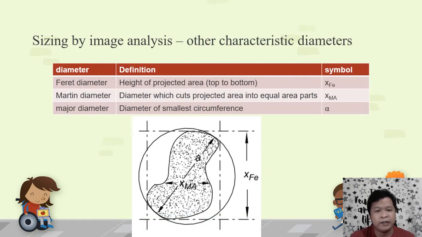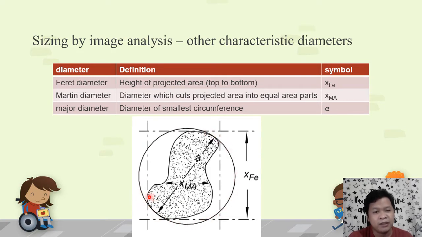On the other hand, another definition would be this one. So this set of three diameters: Feret, Martin, and major. The major diameter, for example, in this projection of the irregular shape, would be the smallest diameter of the smallest circumference circle that would enclose the projection.